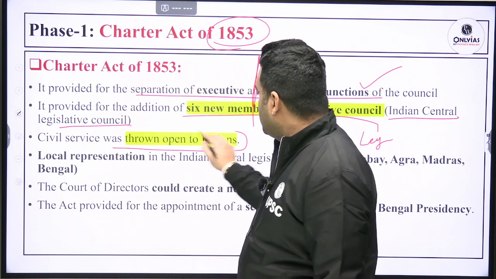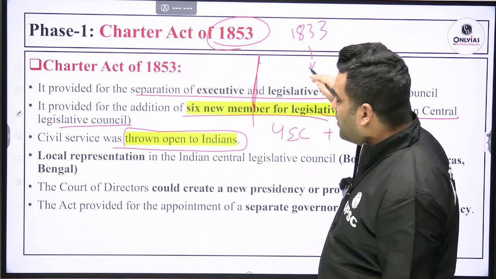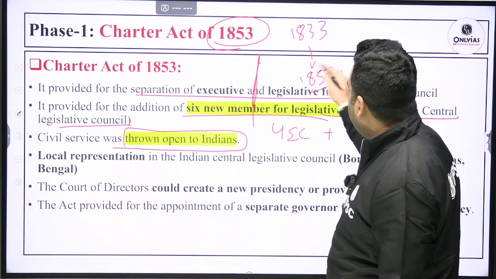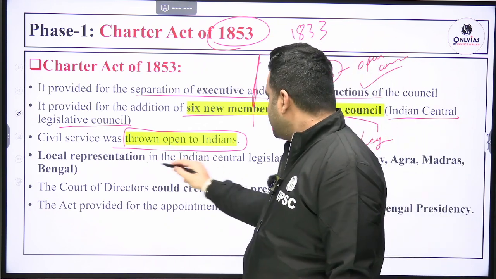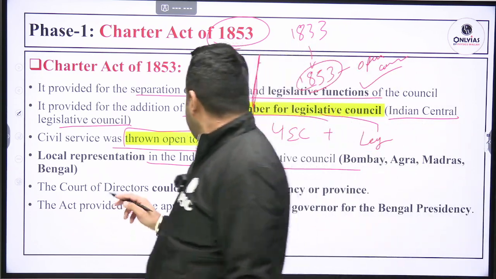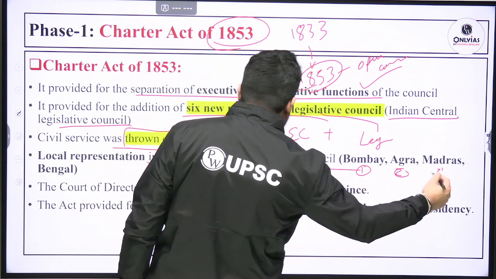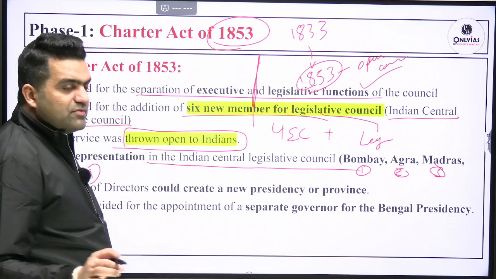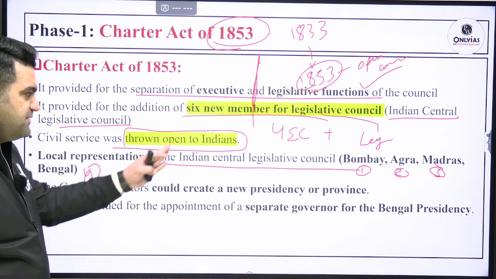Civil services were thrown open to Indians. Even though the Act of 1833 sought to promote open competition, it was only in 1853 that open competition was promoted. Local representation in the Indian Central Legislative Council: Bombay, Agra, Madras, and Bengal. So the Indian Central Legislative Council will have local representation also from these 4 provinces.